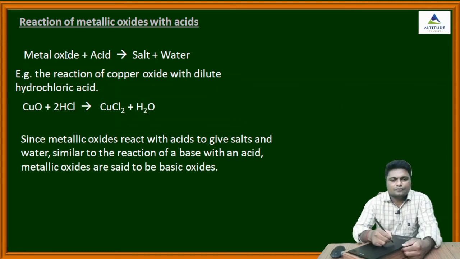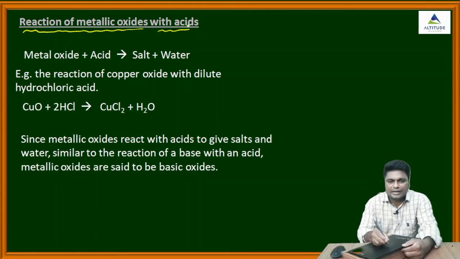Now let's see the reaction of metallic oxide with acid. So what is the reaction here? See, normally metal oxides act as a base. That's why they react with acids. So a metal oxide reacts with acid and will give salt and water.